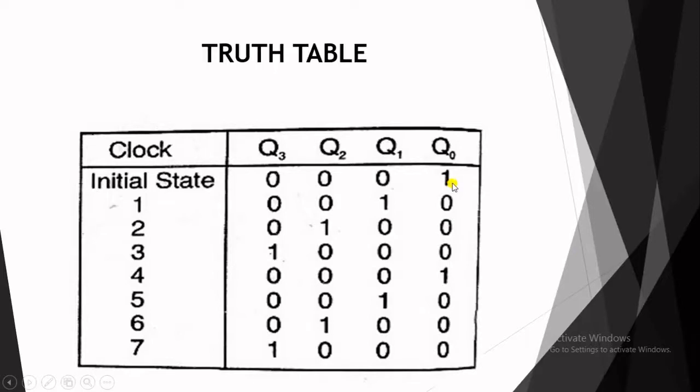So here you can see that the high bit or high signal is shifted to the left. Here Q0 is 1, here Q1 is 1, here Q2 is 1, here Q3 is 1, then again repeat. So here the high bit shifts to the left.